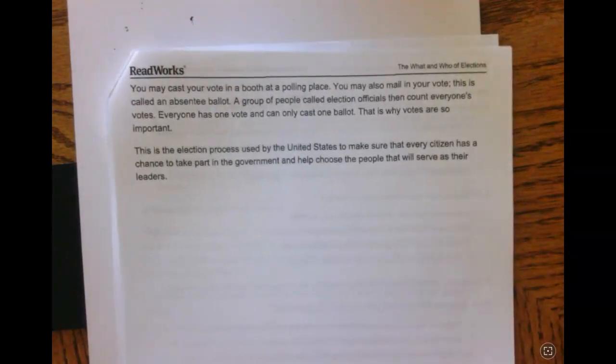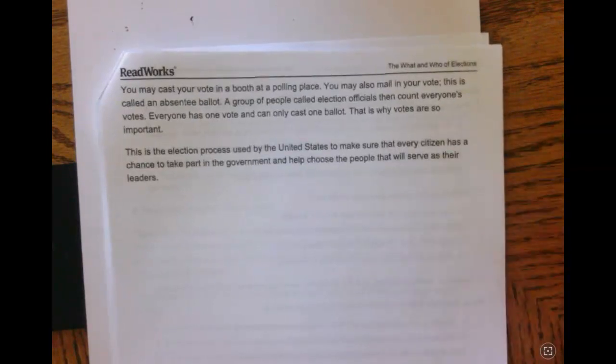You may cast your vote in a booth at a polling place. You may also mail in your vote. This is called an absentee ballot. A group of people called election officials then count everyone's votes. Everyone has one vote and can cast only one ballot. That is why votes are so important. This is the election process used by the United States to make sure that every citizen has a chance to take part in the government and help choose the people that will serve as their leaders.